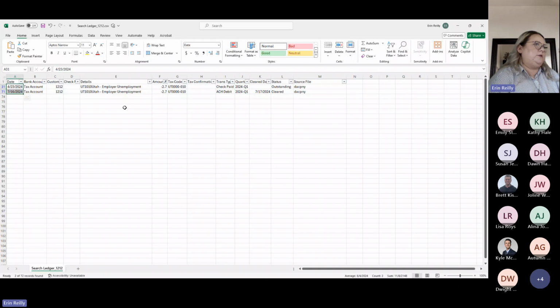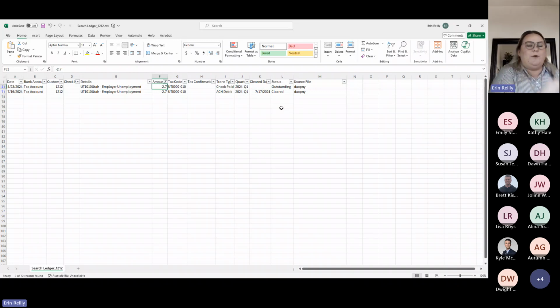It doesn't have the same date, which is a little strange, but what I did is, I went into my tax processing system. I looked at this account, customer 1212, and I saw for Q1 of 2024 that there was only one payment of Utah unemployment for $2.70. And that I see is clearing on 7/17. But this is indicating that we anticipated on the ledger for it to clear twice, or at least it's outstanding a second time.